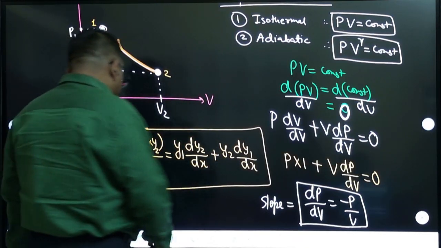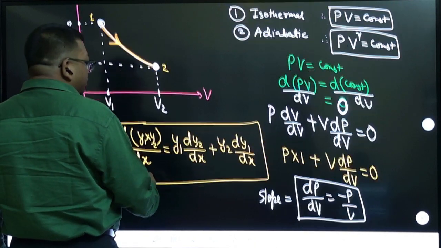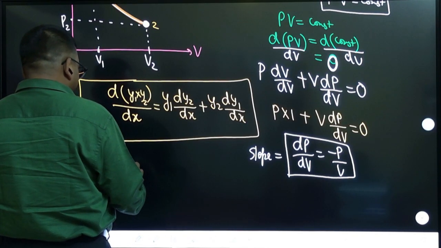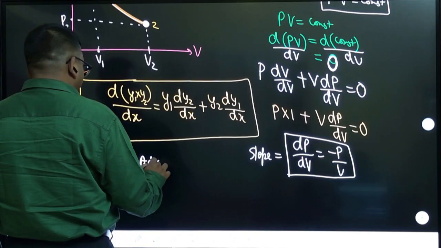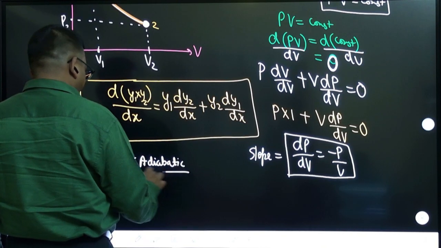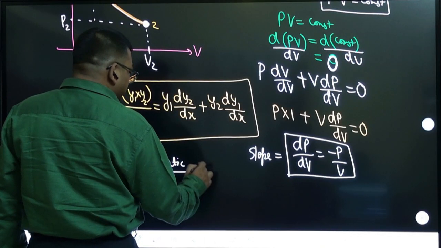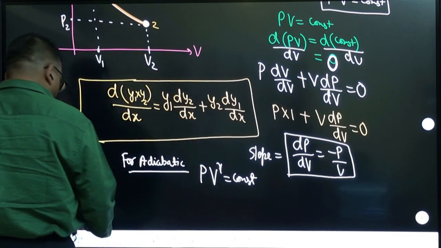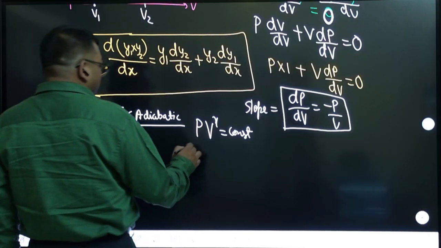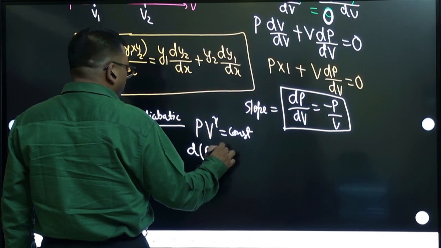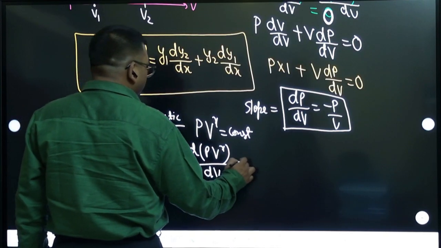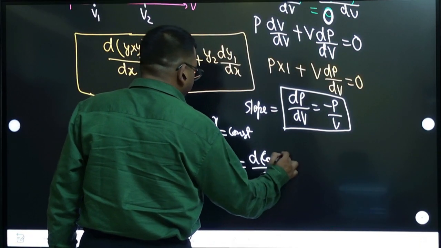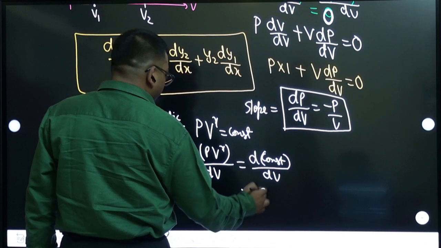Let us do it for the adiabatic process also. For the adiabatic process, PV to the power gamma is constant. In the same manner, let us do the differentiation. The differentiation of PV power gamma with respect to volume equals the differentiation of the constant with respect to volume. We can differentiate both sides. The differentiation of a constant is 0.